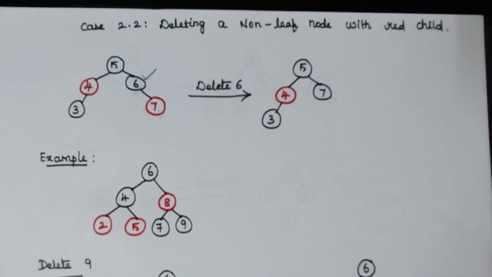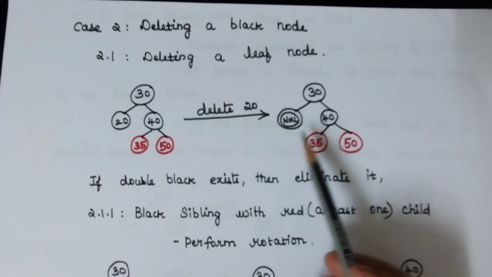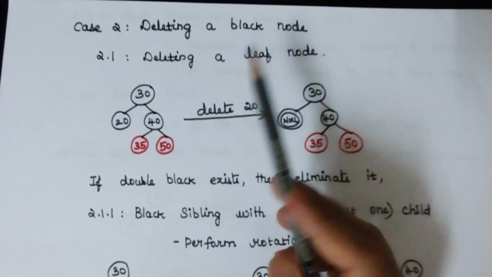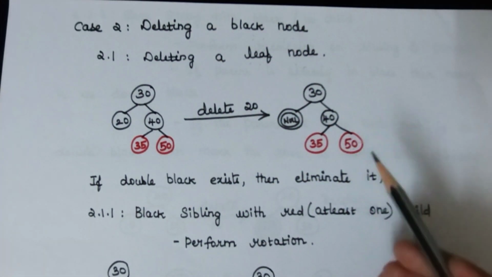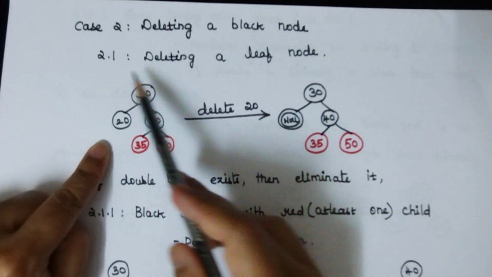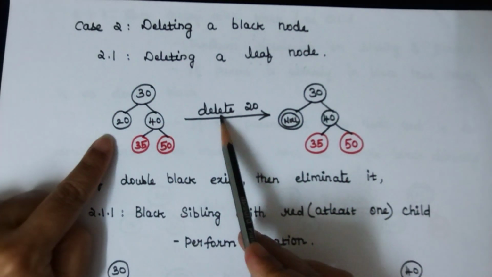And now coming to the previous case, that is when I want to delete a black node, which can be a leaf node or which is a non-leaf node with a black child. What is that case? That we will check now. So this is the next case. I'm deleting a black node, and what if that black node is a leaf node? Leaf node means which doesn't have any child node. So here is an example, and in this example I want to delete 20.